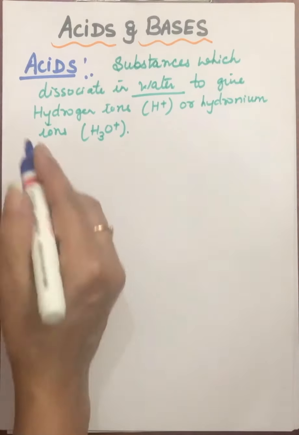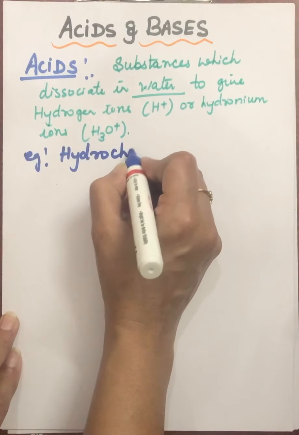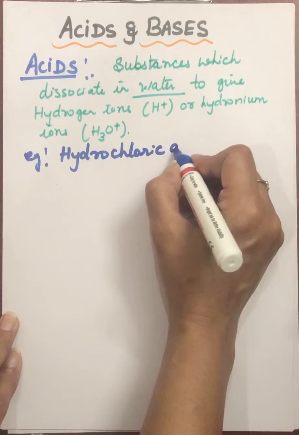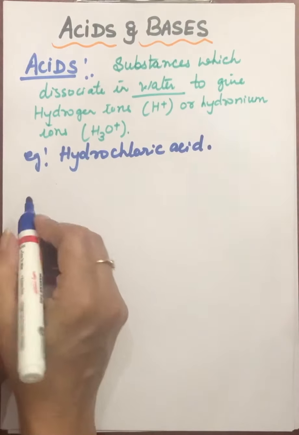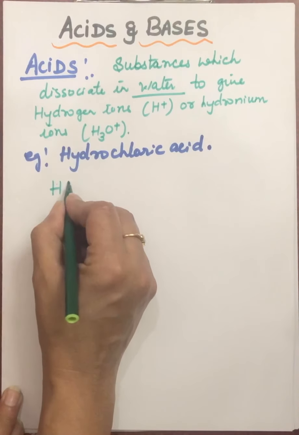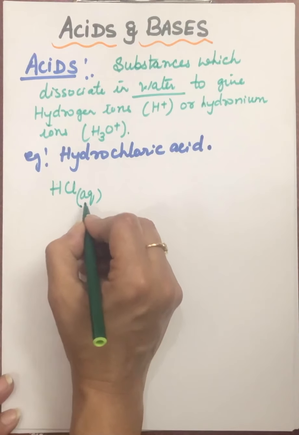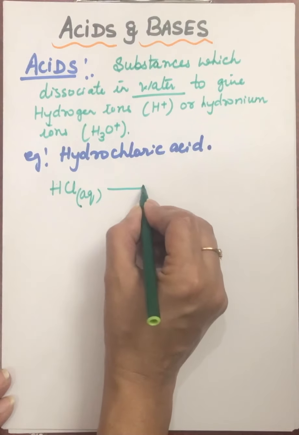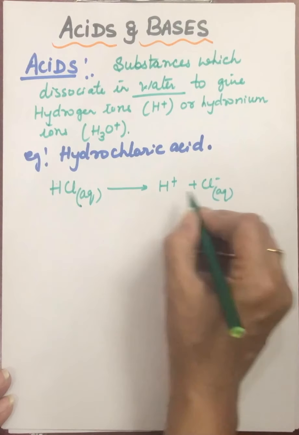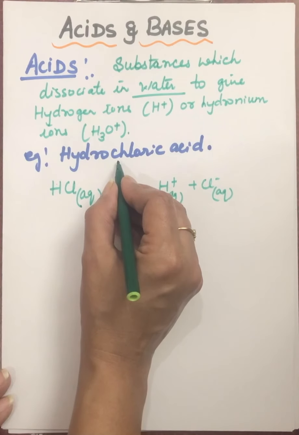Example of acids: hydrochloric acid. Now those substances which will dissociate in water, like I'm taking hydrochloric acid. In water means I'm taking its aqueous solution. In water, this is dissociating, breaking to give which ions? H plus ions. So if in water this breaks to form H plus ions, that means this is an acid.